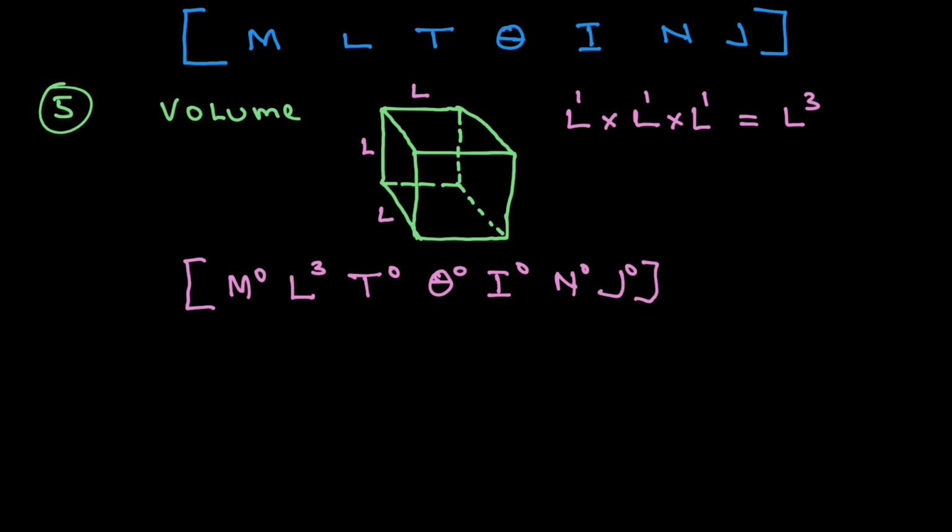So we are multiplying all these together, so we're going to get L cubed. So that's 1, because anything to power 0 is 1. 1 times L cubed is L cubed, times T to power 0, which is 1, times theta to power 0, which is 1, times I to power 0, which is 1, times N to power 0, which is 1, times J to power 0, which is 1. So 1 times L cubed is L cubed. The unit will be meter cubed, or if you're using centimeter, that will be centimeter cubed, or if you're using decimeter, that will be decimeter cubed.